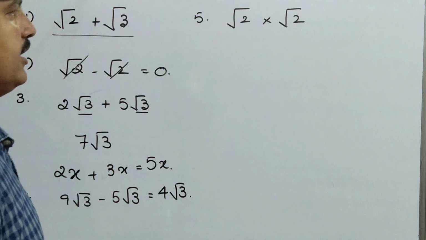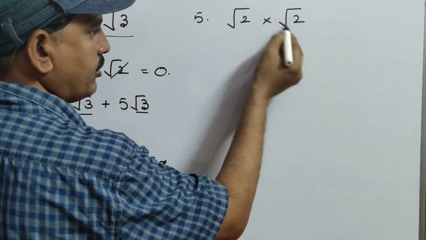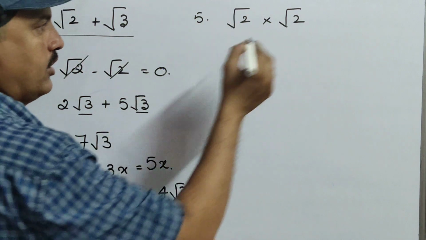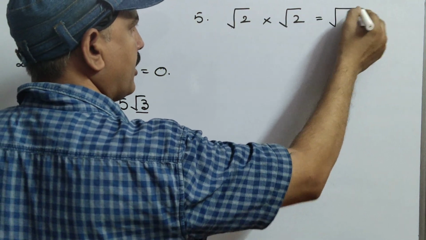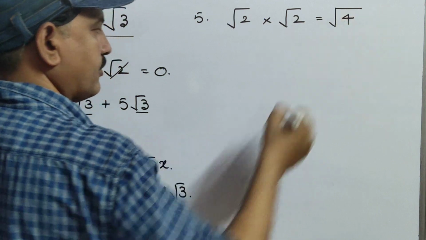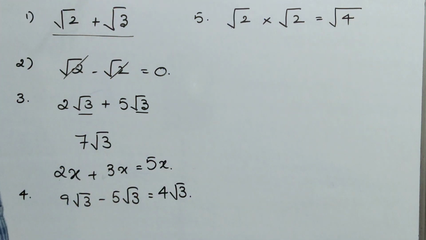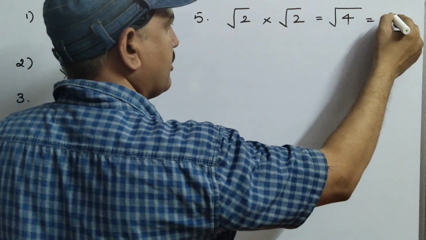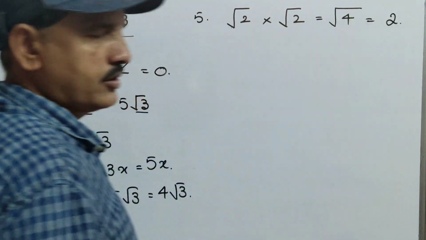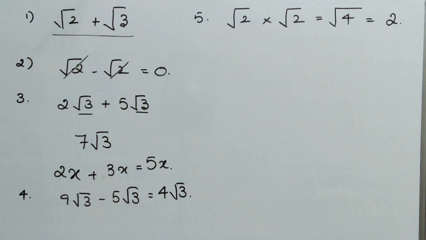Okay. Now see here. Root 2 into root 2. Both are under root 2, so we have to multiply first. Root 2 into root 2 is nothing but root 4. Okay. Root 4. What is the square root of 4, children? You all know very well. Square root of 4 is nothing but 2.